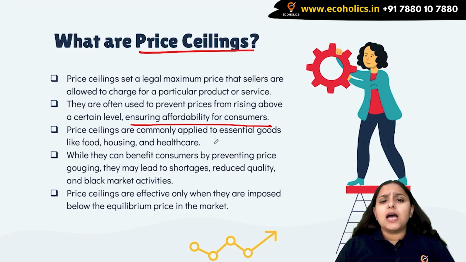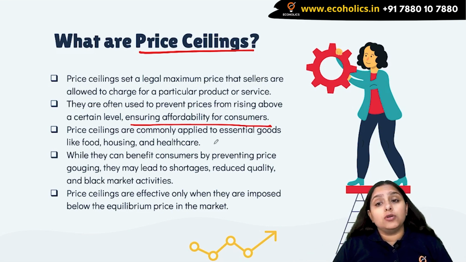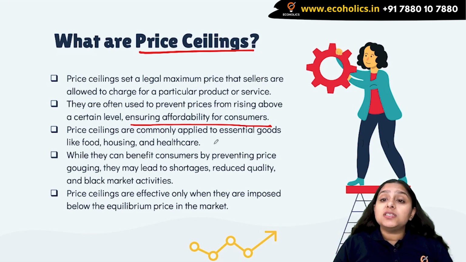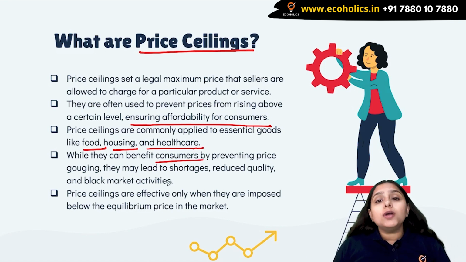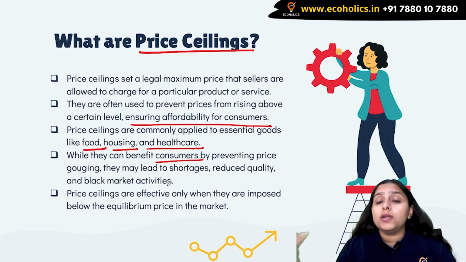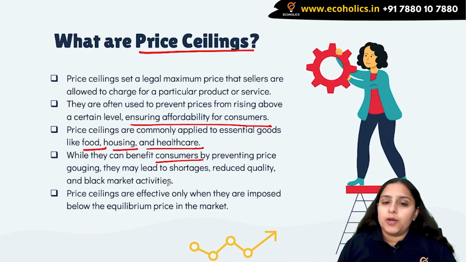Now, price ceilings are commonly applied for necessity goods because wherever the elasticity of demand is greater, which is the case for necessity goods, there you can exploit the customers. So price ceilings are applied wherever we consume essential goods, necessity goods such as food, housing, healthcare. Of course, price ceilings are meant to benefit the customers. They help the customers because they do not allow the producers to increase the prices.